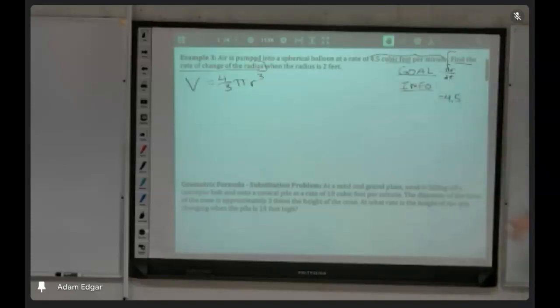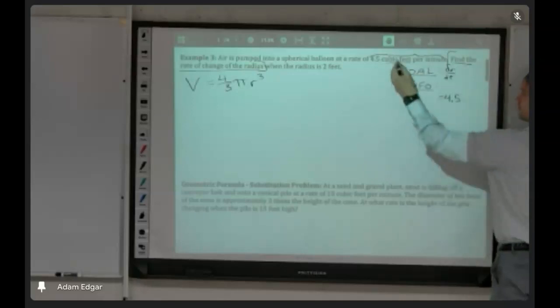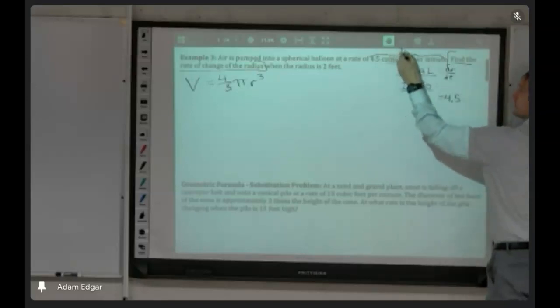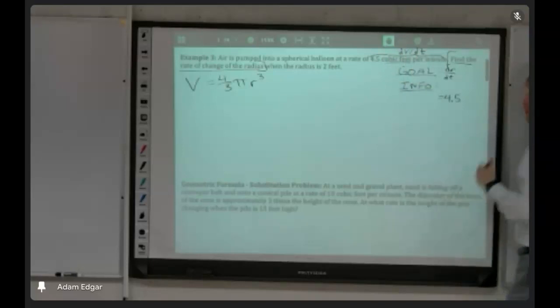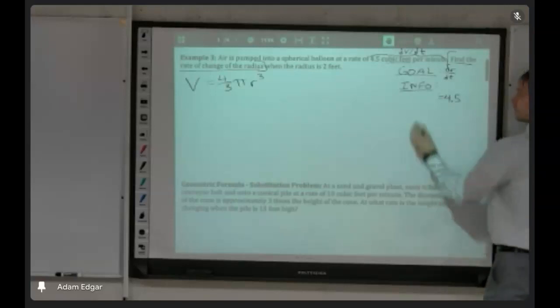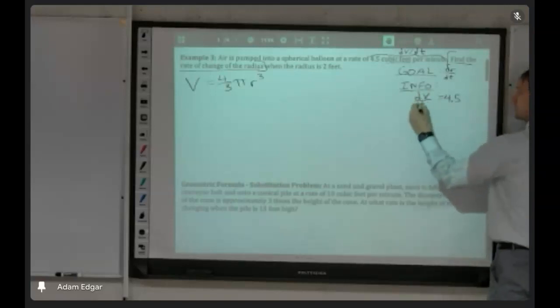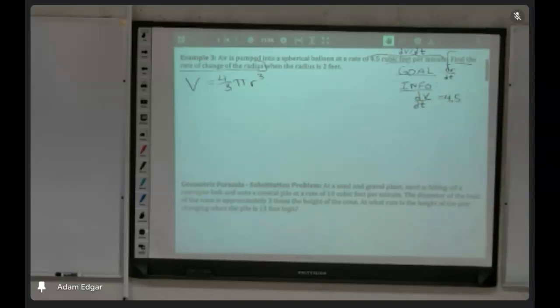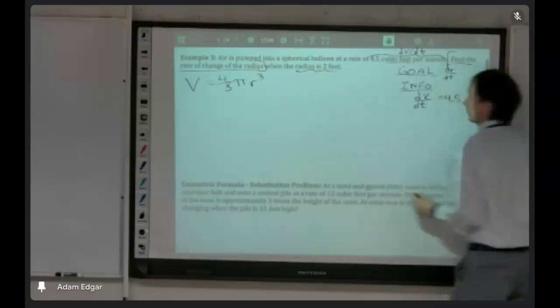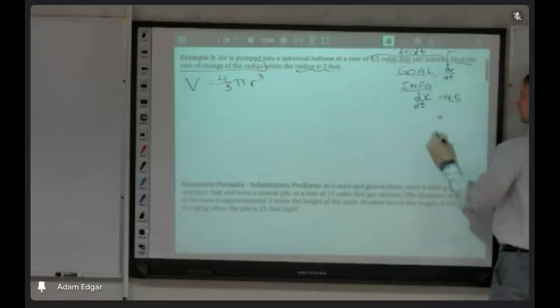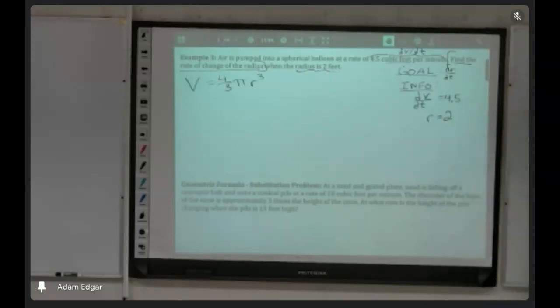So what are we going to call that? What's that variable going to be? dV dt. So not just V. That would be the volume is 4.5 cubic feet, period. But this is a rate, so it's got to be a d something dt. It's how the volume's changing, so that's dV dt. So that's one piece of information that we have. What's another piece of information that we have? The radius is 2. So in variable land, that is r equals 2. It's not telling you how the radius is changing, it's just telling you what the radius is, so that's just r. And I think that's all the information we've got, right?